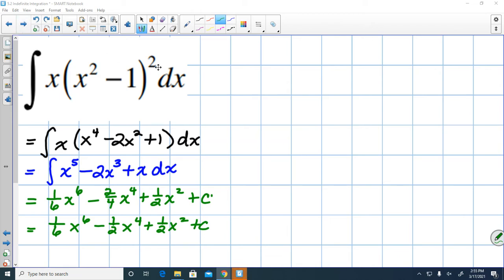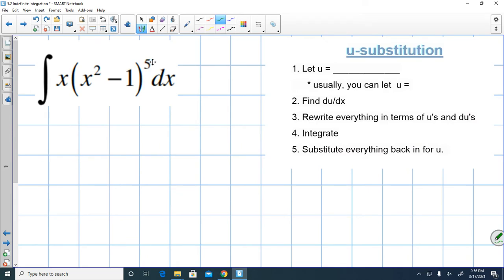Now that was all fine, and it wasn't too bad to square this binomial first and distribute. However, if instead of this exponent being a 2, it's a 5, that's a whole different story. Not very many people will probably want to multiply x squared minus 1 out 5 times. You might enjoy it, I don't want to speak on your behalf, but it is a lot of algebra. So instead, we can use something called u-substitution. U-substitution is going to allow us to rewrite this expression into a simpler one that allows us to integrate.